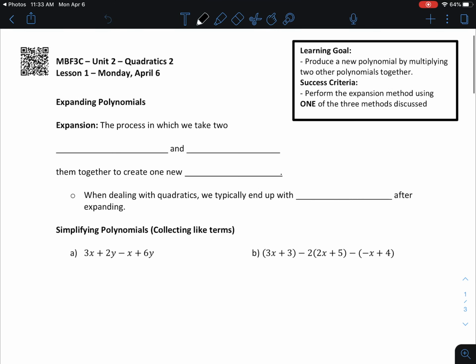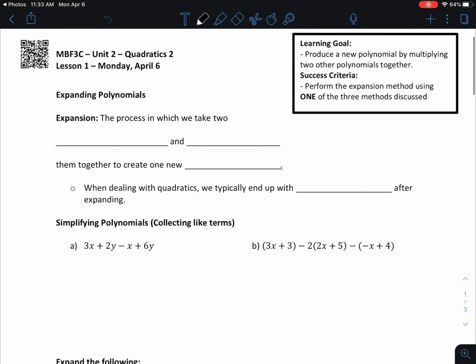So let's take a look at what's called expanding, right? The goal with expanding is we're going to produce a new polynomial of some sort, typically trinomials when we're working with quadratics. And we do that by multiplying two other polynomials together, right? So that's the learning goal for this lesson, okay? And the success criteria is you choosing one of three methods that I'll show you in order to actually accomplish this, okay? And then there'll be some practice questions for you to work on, and I'll be available for some help, okay? So let's take a look at what it means to expand.